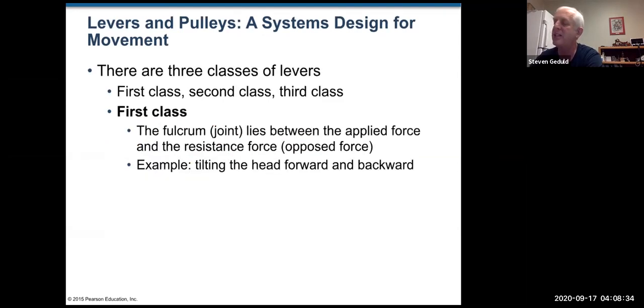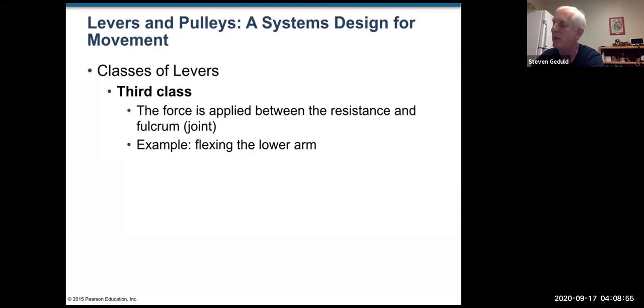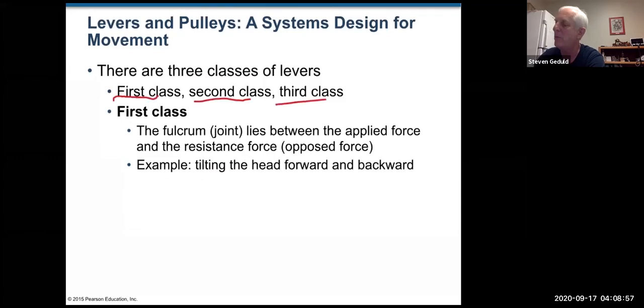That's what keeps your arm in motion. There are three classes of levers: first class, second class, and third class. In first class, the fulcrum lies between the force and the resistance, like tilting your head forward and backward in the yes motion. So tilting your head forward and back is a first class lever action.